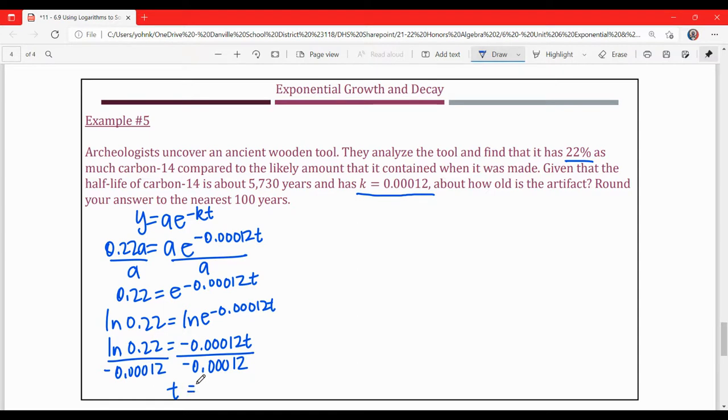It says to round to the nearest 100 years. So when I divide, I get 12,617. So that means it's 12,600 years old. That's old.